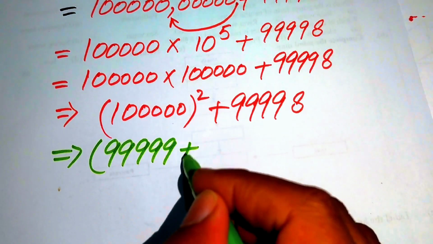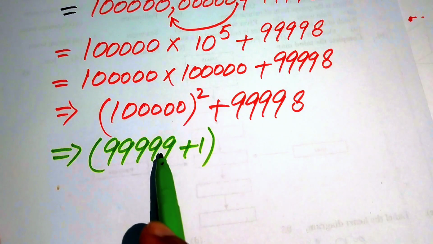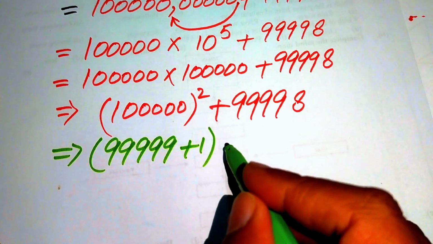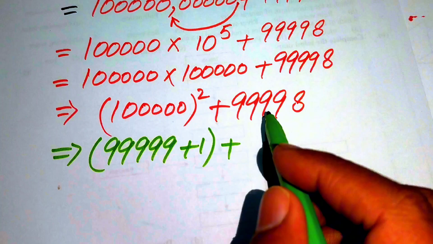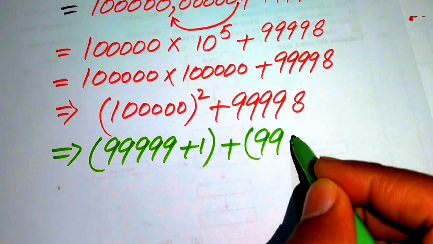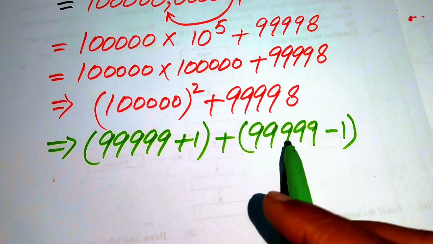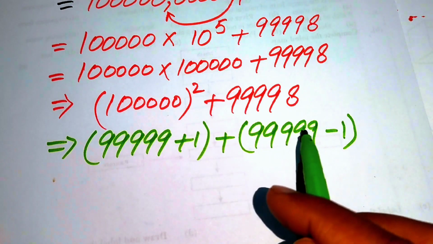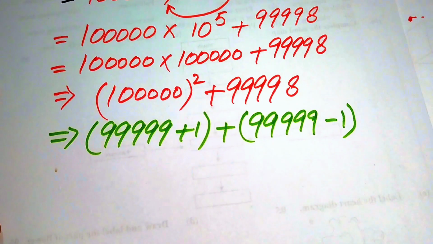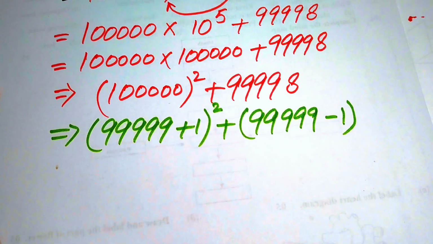Now we will break this number, and we write this expression as 99,999 into 9 plus 1. When you add 99,999 plus 1, you get this number, 1 million. Here we also break this expression as 99,999 minus 1, because when you subtract 1 from 99,999, you get 99,998, and here you have the square of this number, so we write the square of this number.